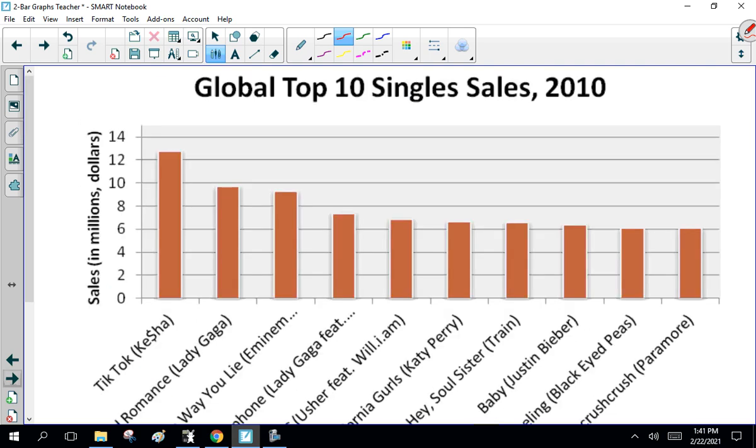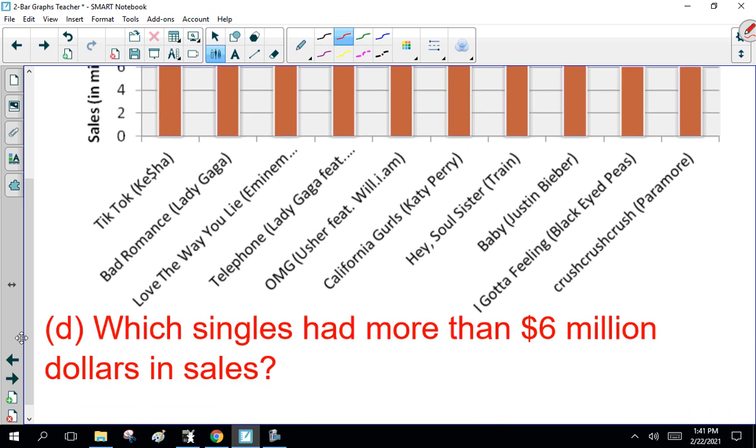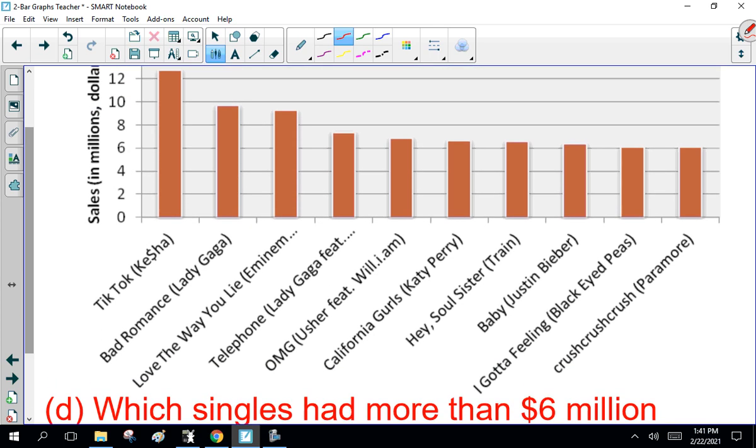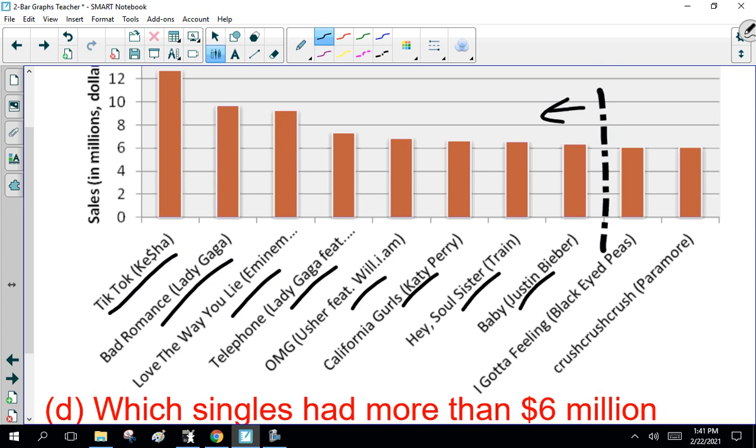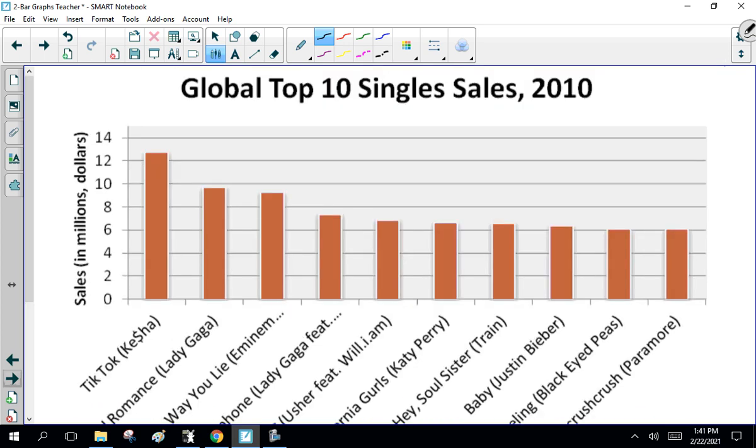Okay. Next question. Which singles have more than $6 million in sales? More than 6 million was everything. Black Eyed Peas and Paramore didn't do so well. Well, I shouldn't say that. 6 million, almost 6 million, roughly 6 million is incredibly good. So TikTok, all of these, definitely more than 6 million. The last two, I Gotta Feeling by Black Eyed Peas, Crush, Crush, Crush by Paramore, hard to tell from this graph. Once again, that's the weakness of the graph. It's good for approximations and general trends, but exact values kind of suck.